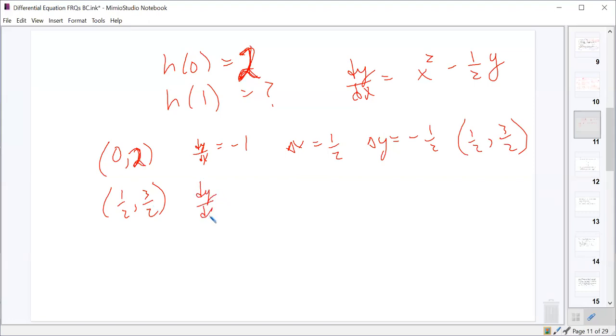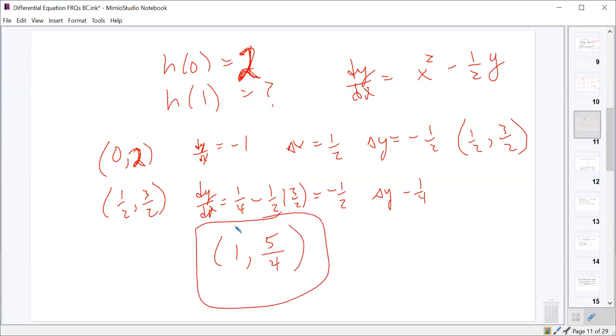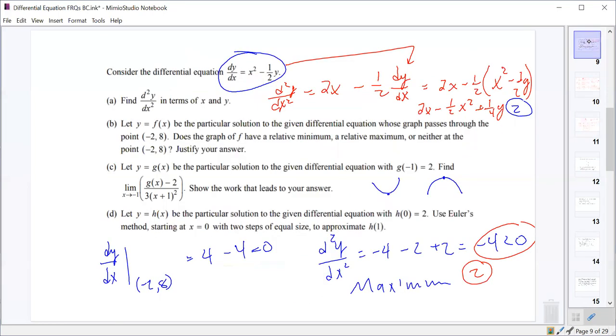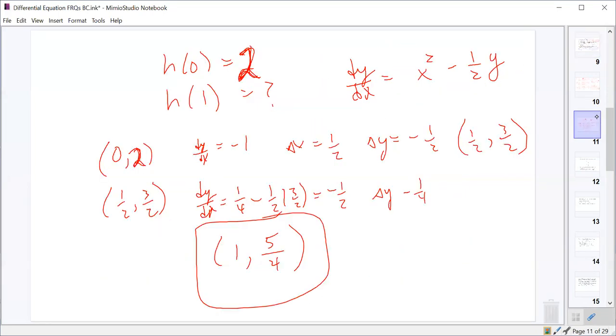And then our new dy dx, when we plug in 1/2 for x, ought to be 1/4 minus 1/2 of 3/2, which should be 1/4 minus 3/4, should be -2/4 or -1/2. And since our delta x is 1/2, our delta y ought to be -1/4. And so delta x of 1/2 gives us 1, and 3/2 minus 1/4, that's 6/4 minus 1/4, ought to be 5/4. So your point ought to be 1, 5/4. So h of 1 equals 5/4. Got it or no?